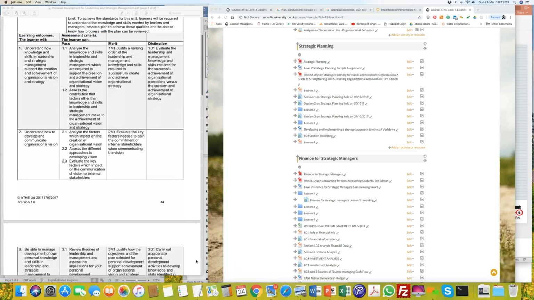In the second learning outcome, we looked at understanding how we communicate this vision. How do you communicate this broad document, which is called the strategy document, and how do you break this down into day-to-day operational activities for people who work within the company?